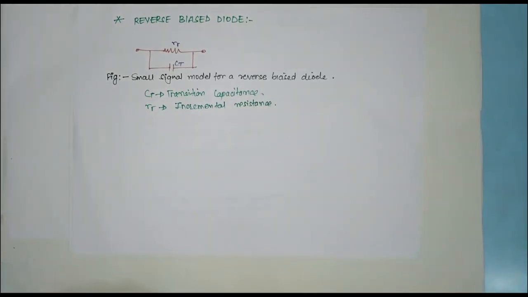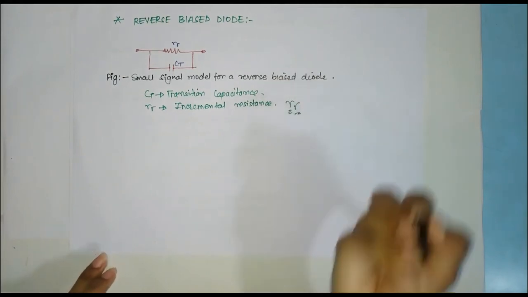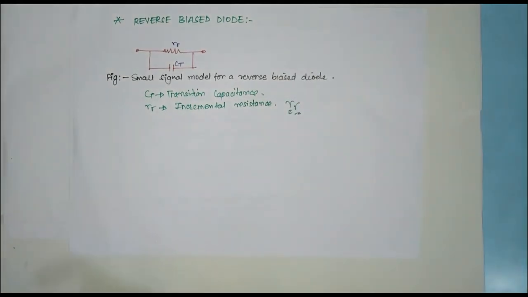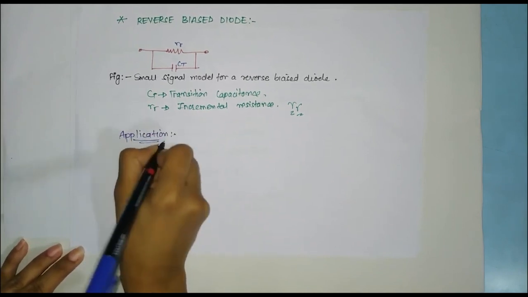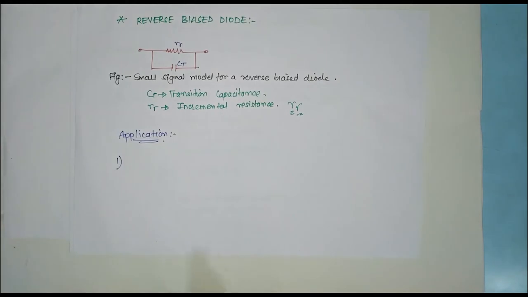But this incremental resistance is because the diode is in reverse bias. That is the reason why we write it as RR, the resistance during reverse bias. Now what is transition capacitance CT? We know that the transition capacitance has a significant value only when the diode is in reverse bias, and therefore we are considering it over here. Another point that needs to be noted is the application of this small signal model.